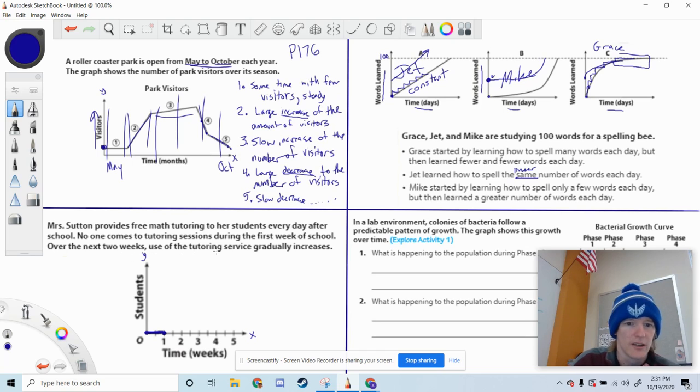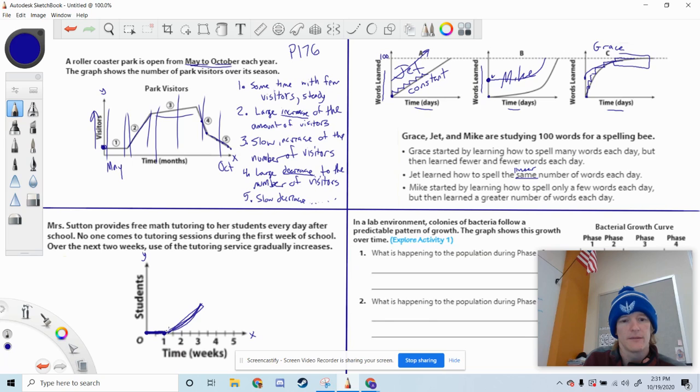Over the next 2 weeks, the use of the tutoring service gradually increases. So over the next couple weeks, it's increasing gradually, okay? It's a nice, pretty steady increase. So the amount of students is going up, right? Over the next couple weeks.